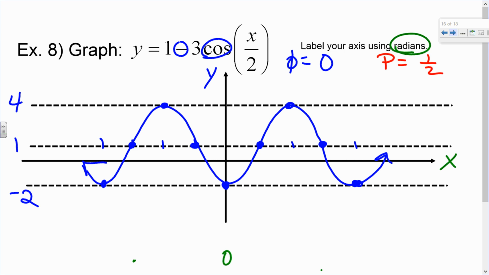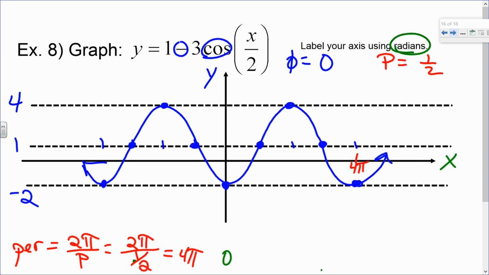I need to get the period for my graph. The period for my graph, when it is radians, needs to be 2 pi over the number in the equation. So if I take 2 pi divided by 1/2, what do I have? 4 pi? So that means if this was 0, my next min needs to be at 4 pi.